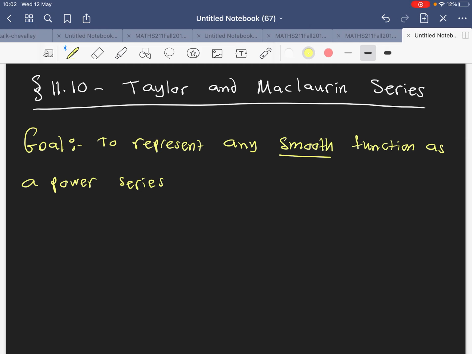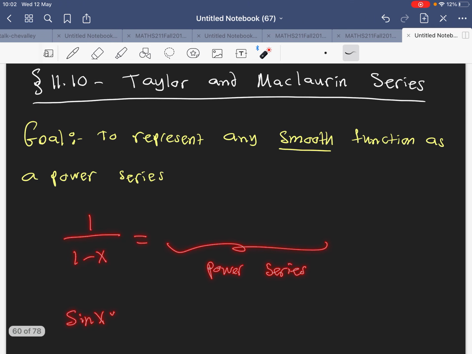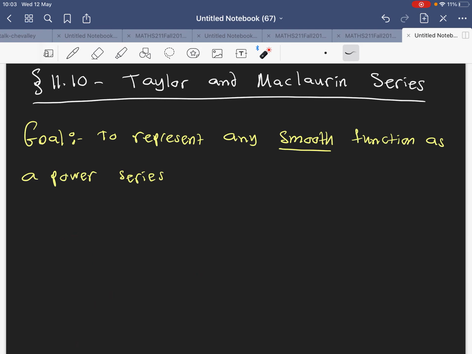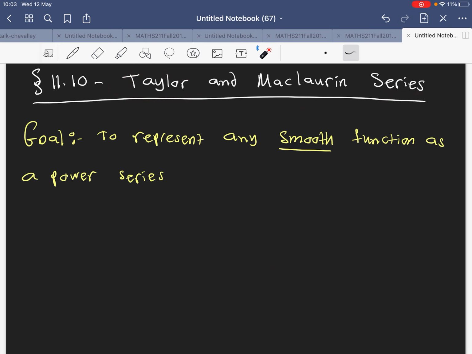We can write it as a function. We write the function as a geometric series. If you remember, if you have this function, then you can write it as a power series. Now what we want to do in this section is the same thing for the sine, the cosine, the e to the x, and etc. So I want to write sine x as a power series. And that's what we call Taylor or Maclaurin series. So that is my goal.